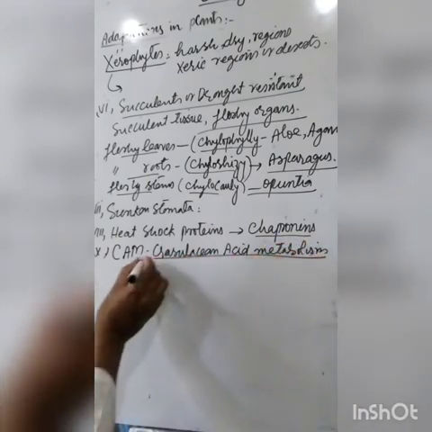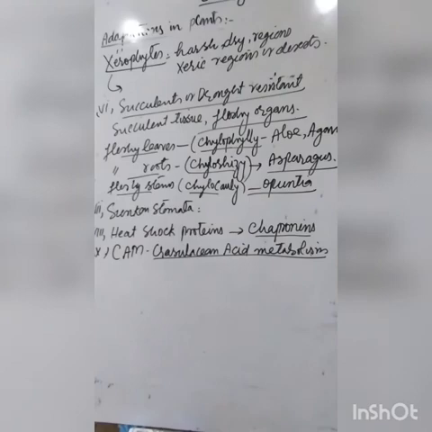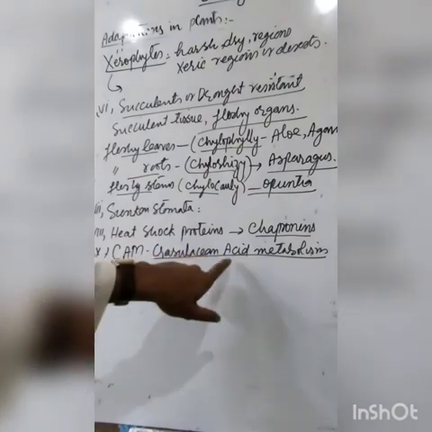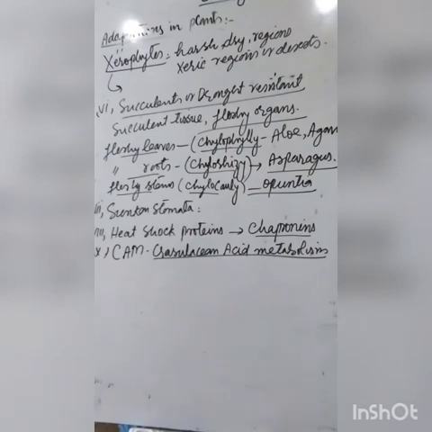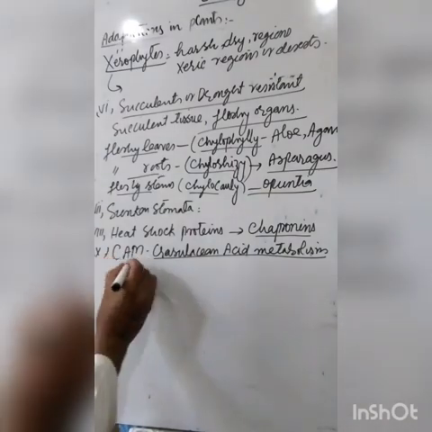Now it is a sort of photosynthetic pathway. Crassulacean acid metabolism is a type of photosynthesis in which more acids are produced in order to prevent the loss of water. That is called the CAM pathway.